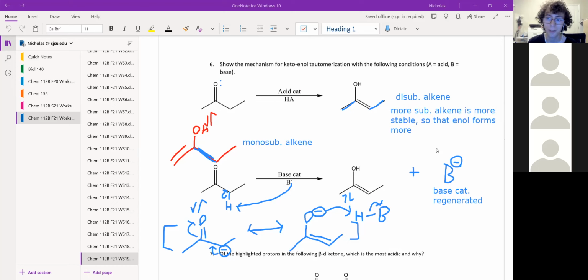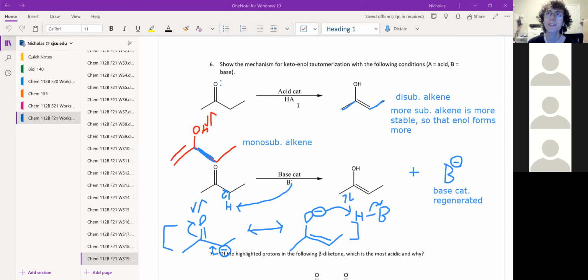So this is just something to keep an eye out for. If you ever have a structure like this, it's always going to form the more substituted alkene. So that's where the enol is going to form. And it's because of the stability. For both acid and base.